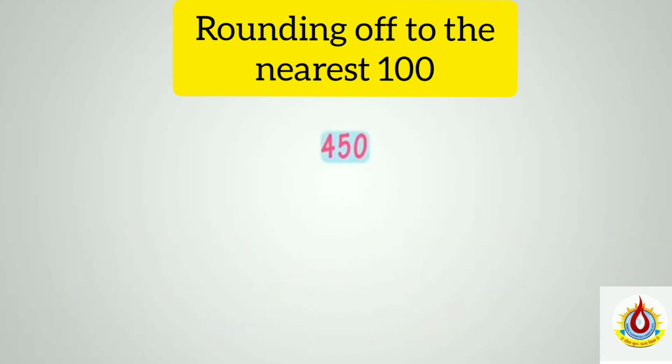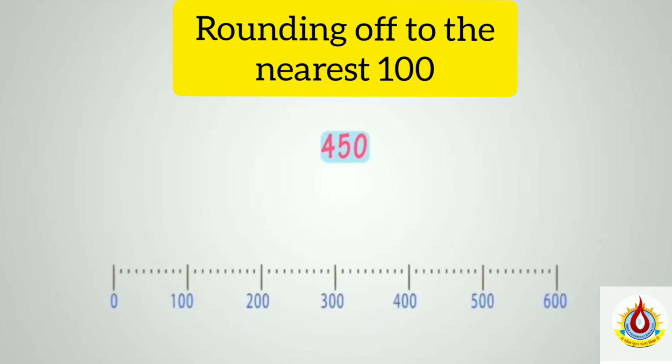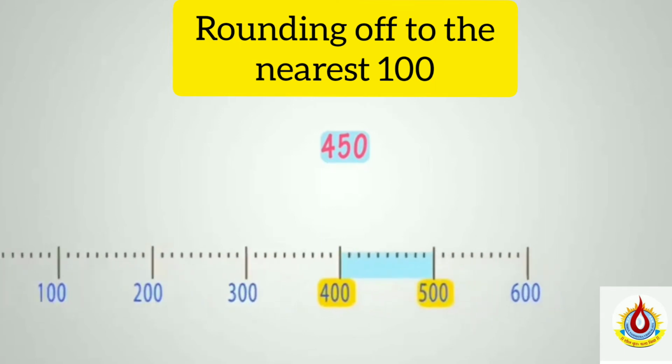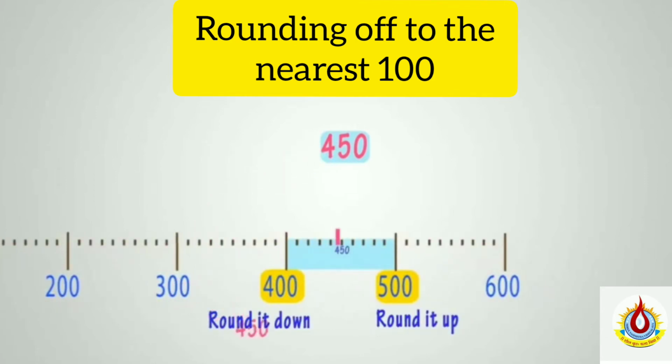Let's understand it with another example, 450. It is midway between 400 and 500. Let us see on the number line first. The number on the 50 mark is also rounded up. So we round it up to 500.